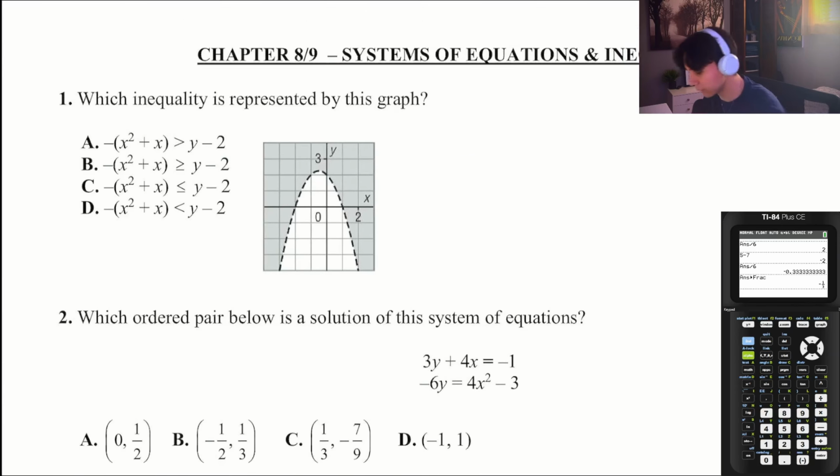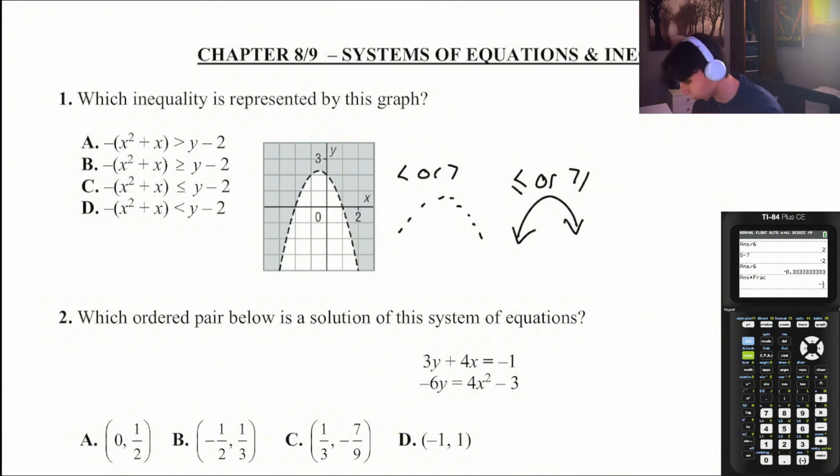So to identify this, remember that when we have a dotted line, what that means is we cannot equal. So it has to be one of these two signs. But when we have a straight line, like a fully filled line, we can be equal to any value on this graph. Dotted line means it cannot equal. So we're going to cross out the ones that have this or equal to sign on the bottom, because immediately those are going to be bad choices.